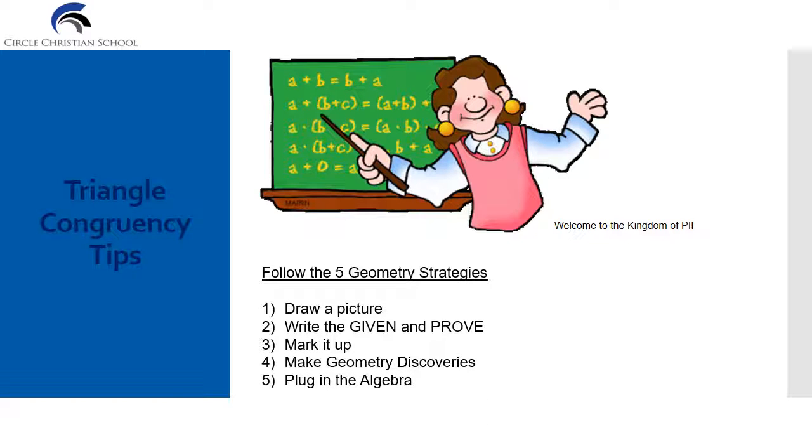Triangle congruency tips. Remember to follow the 5 geometry strategies. Draw a picture. Write the given and prove. Mark it up. Label. Make some geometry discoveries. What's happening inside there? And then plug in the algebra.